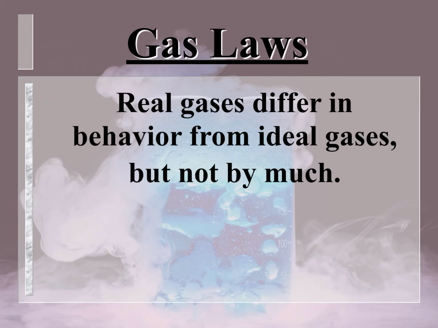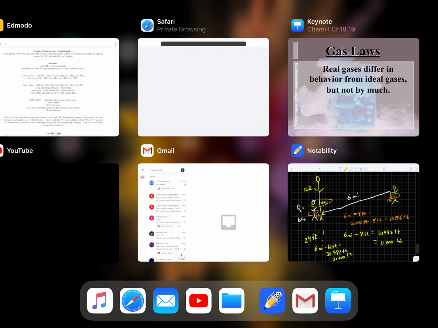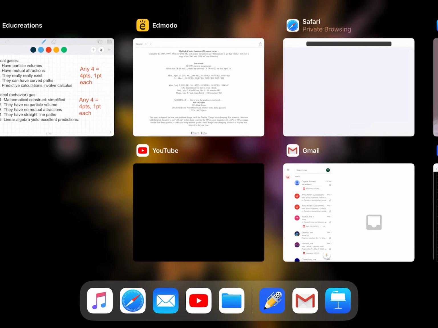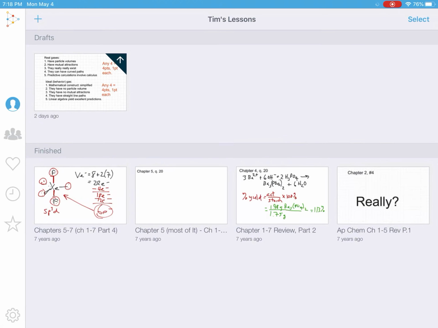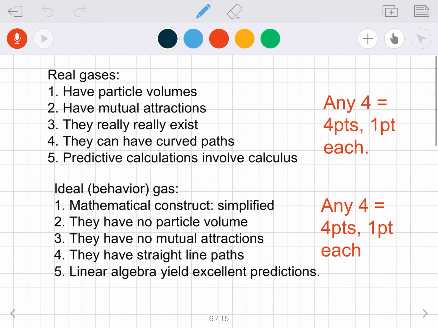All right, so how does a real gas differ from an ideal gas? In other words, the real behavior of gases versus the construct that we make for doing calculations. Good question, and normally it would be a good essay question, but I'm going to have to come up with some clever multiple choice questions for it. So you should take this down and put it into your notes, and I'll go over it. It's actually 2 pages.